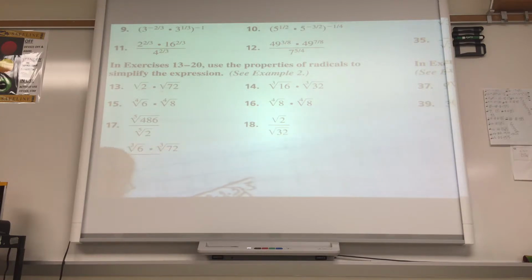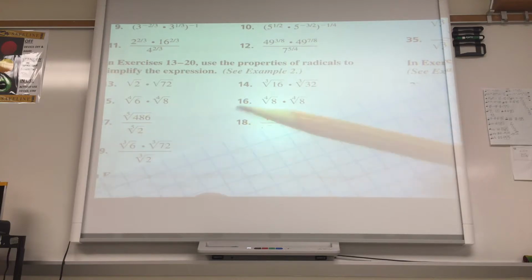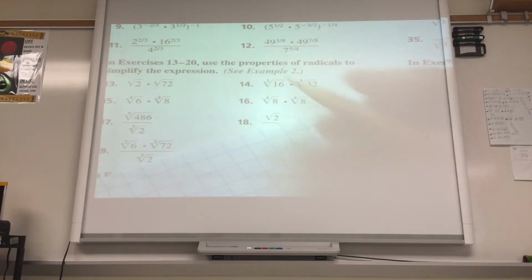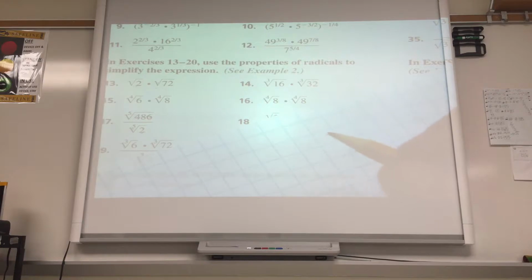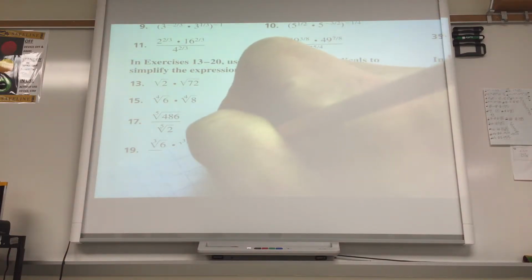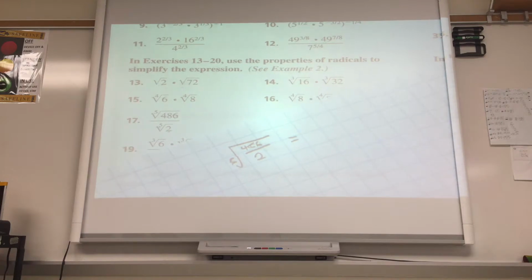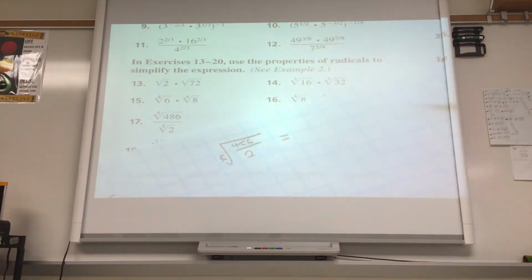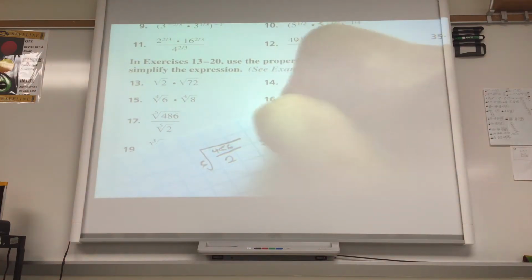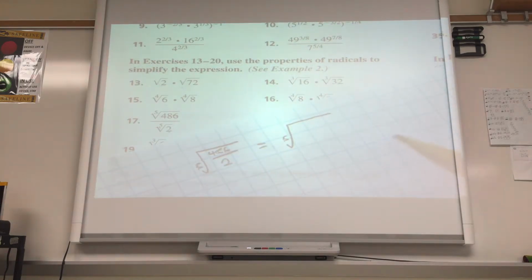Number 17 says, all right, you've got a fifth degree root, so you can actually divide these two numbers. So just to write it in a more simple way, number 17, you end up having the fifth root of 486 divided by 2. And 486, that's a terrible 486, but I think if you're listening while watching this video, you understand that's a 486. Okay, 486 divided by 2 is 243.